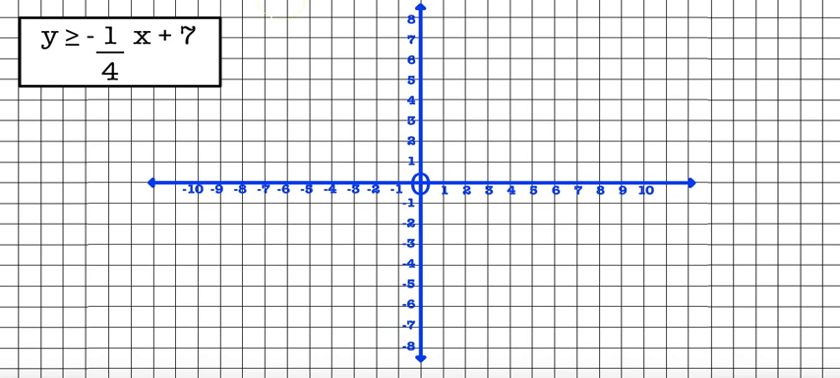So here we have our last example, and we're going to start off the same exact way. We're going to treat this as we normally would a linear equation. Just be mindful that because y is greater than or equal to, it is going to be a solid line. So y is greater than or equal to negative 1 over 4, which is our slope, and then plus 7, which is our y-intercept.